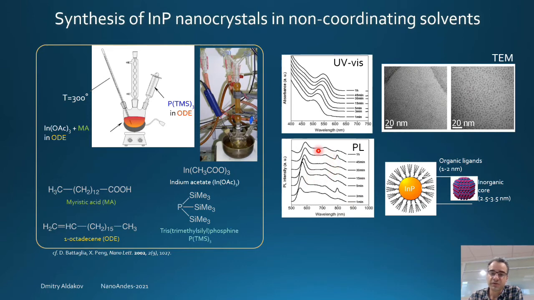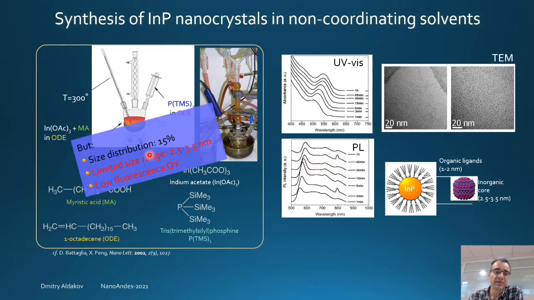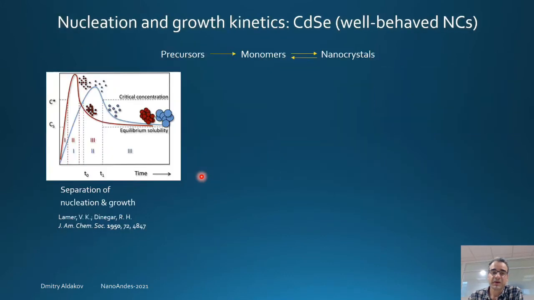Photoluminescence is not very good. It's really wide and not intense at all. And you see, nice, the size distribution is only 15%. The size range you can get only 2.5 to 3.5 nanometers, and photoluminescence quantum yield is pretty low. So some alternative synthesis methods are needed.